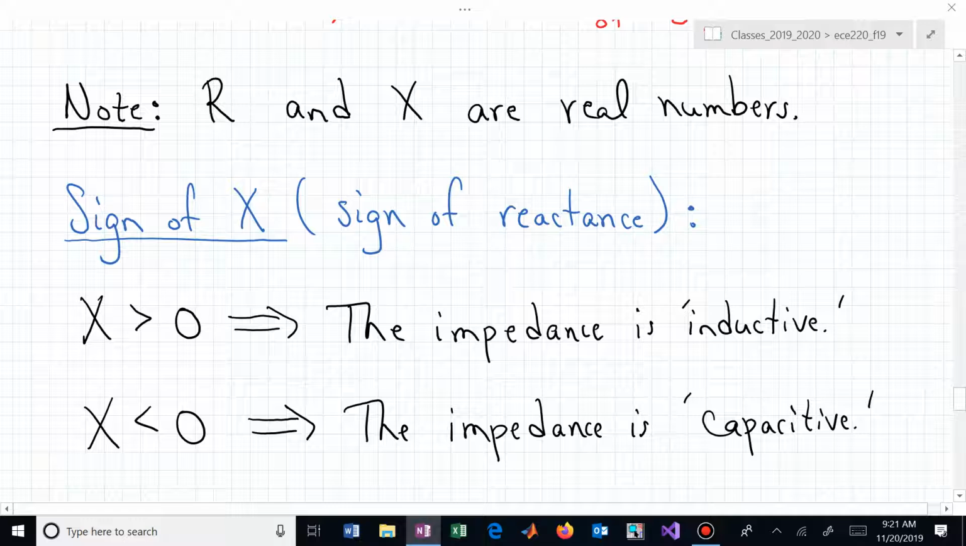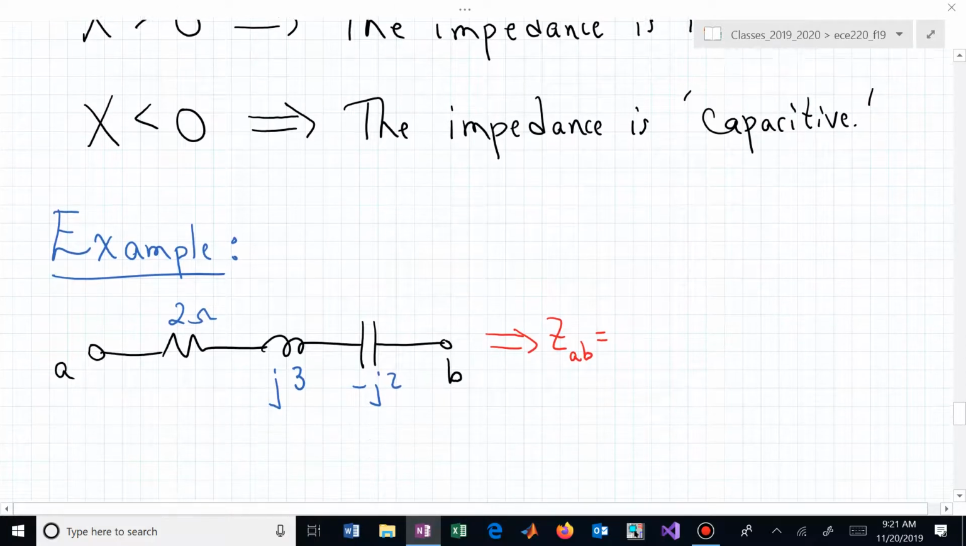We can then infer what this circuit is. Is it behaving more inductively or capacitively? And now we can start saying, oh, is something leading or lagging based on that property or characteristic of our impedance? Let's look at an example.